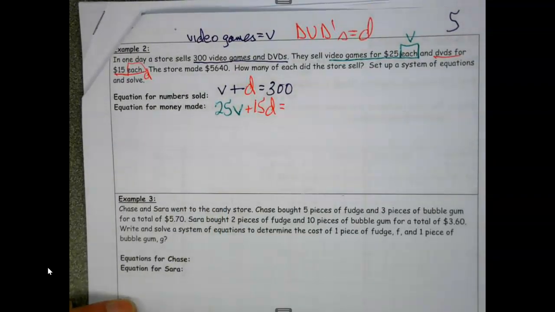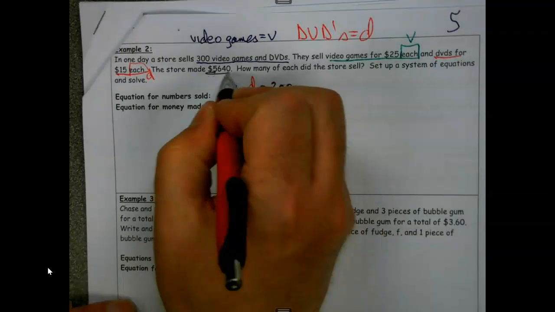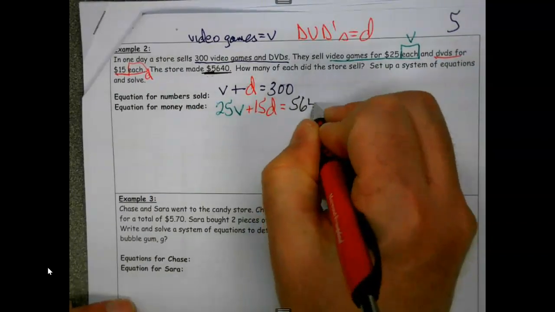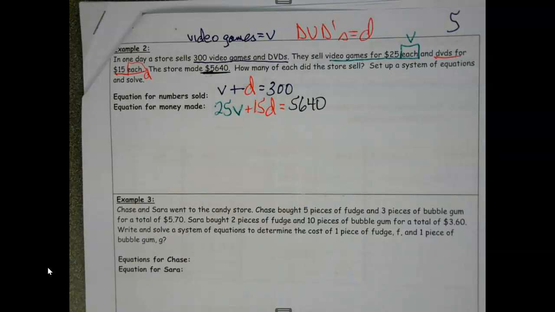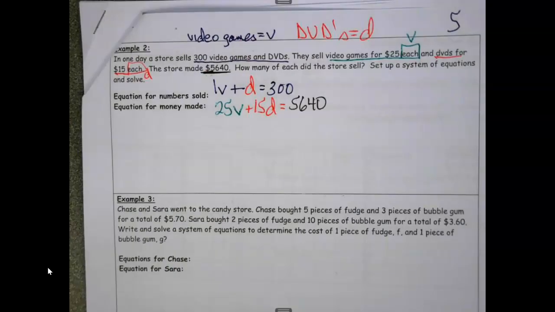Plus 15D. The store made $5,640. In other words, depending on how many video games I sold at 25 a piece and DVDs at 15 a piece, it's going to add up to 5640, but the total number of those two is going to equal 300. This time it's going to be a little different than the first one. This one, I'm just going to put ones in front of these so I can remind myself of that.